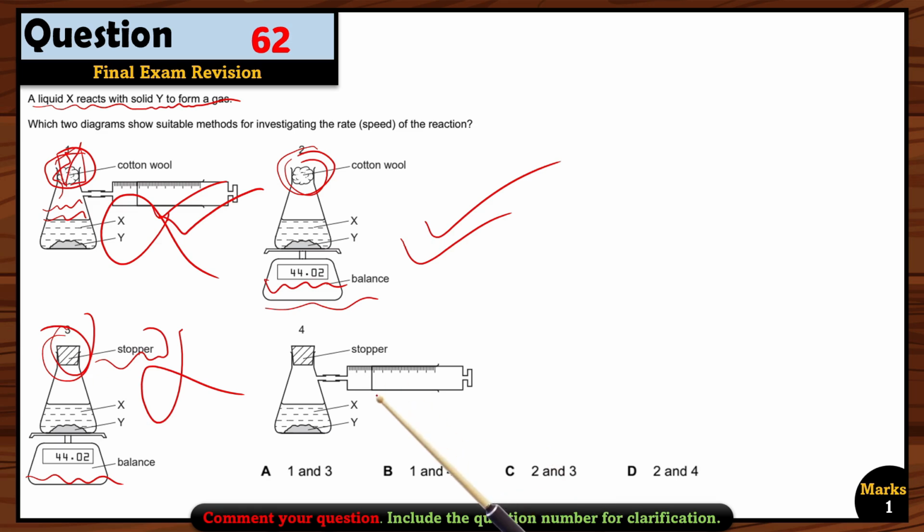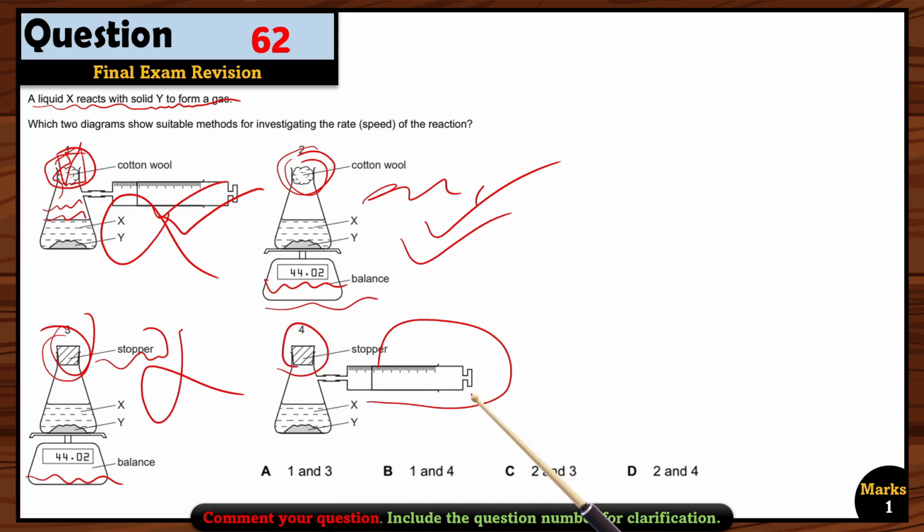In option 4, again, they are measuring the product. Now they are not looking at the reactant like in option 2. So when they are measuring the product, which is a gas, what are they doing? They are using a stopper. So all the gas just moves into this syringe and it doesn't move out. So it means this is the best technique that you can measure your product.